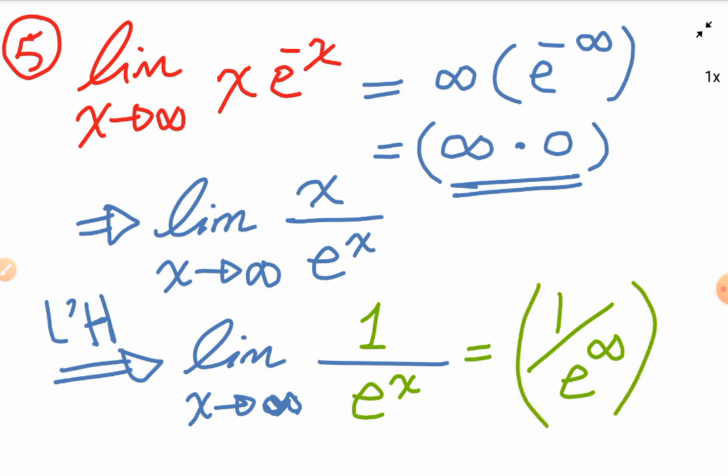is 1 over a very, very large positive number. e is a number, 2.718 and so on, so e to the power of infinity gives us a very large number, and 1 over it approaches 0. Okay.